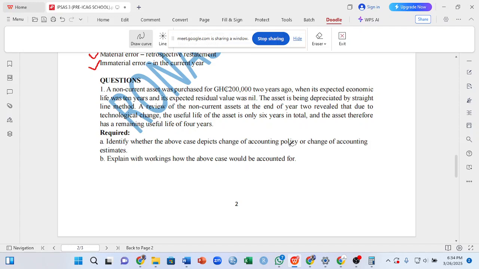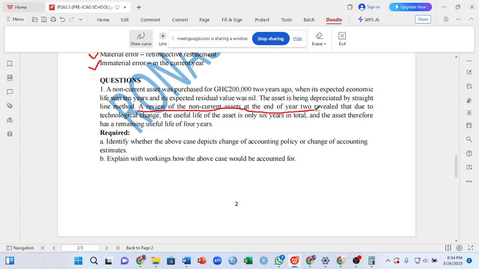Remember we say change in accounting estimate. You account for it prospectively, meaning now and future, current year and future. So let's identify when the change occurred. Anyone? Go and check the question. When did the change occur? In the second year. That's true. They said a review of the non-current assets at the end of year two. So the change occurred at the end of year two.